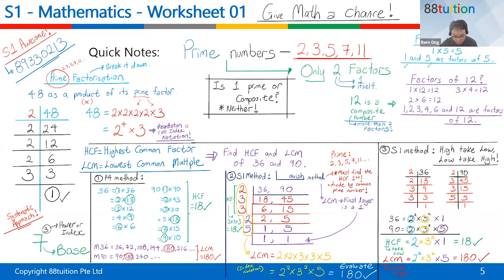All right, so last week we also talked about something called HCF, LCM. There are 3 methods: the primary 4 method and the secondary 1 method. There's this L-shaped method. Instead of calling it the L method or the loser method, we call it the lavish method, to make it a little bit more high class. And we also talked about something called high take low, low take high. So these are things that we went through last week, just to give Ashnan an idea of what happened last week.